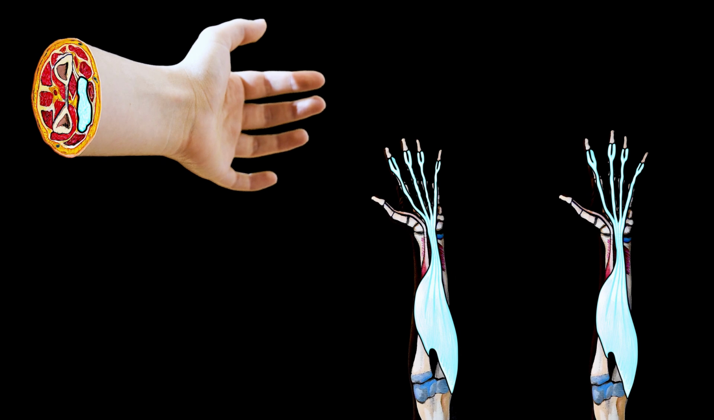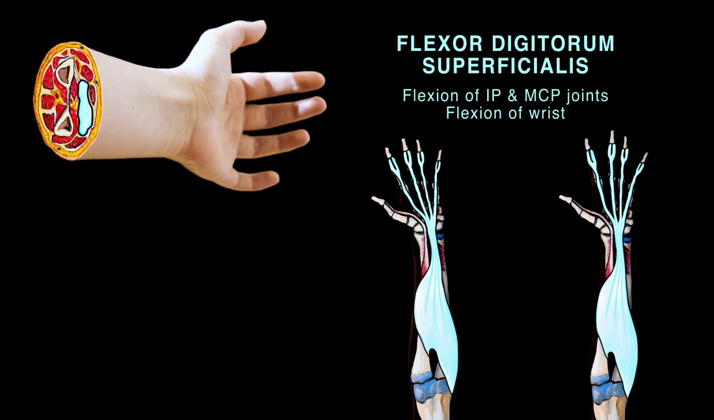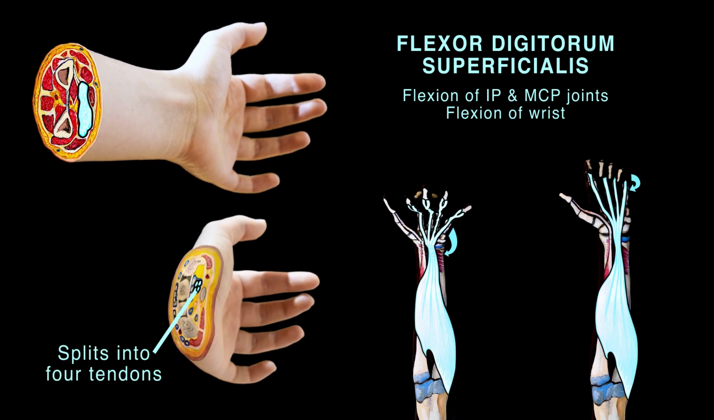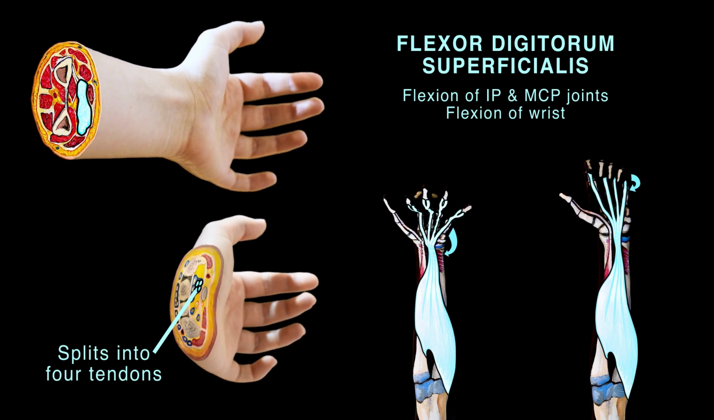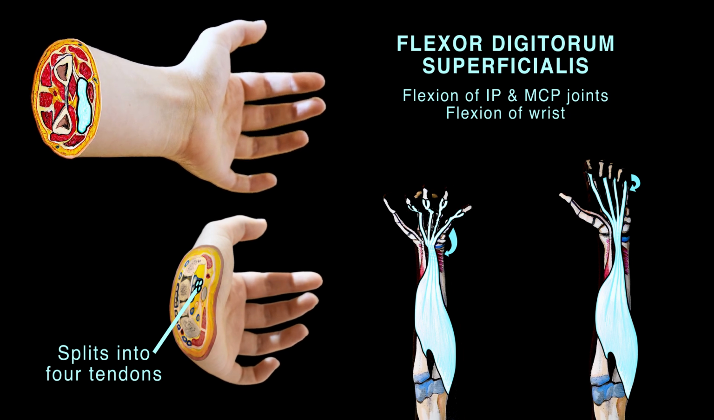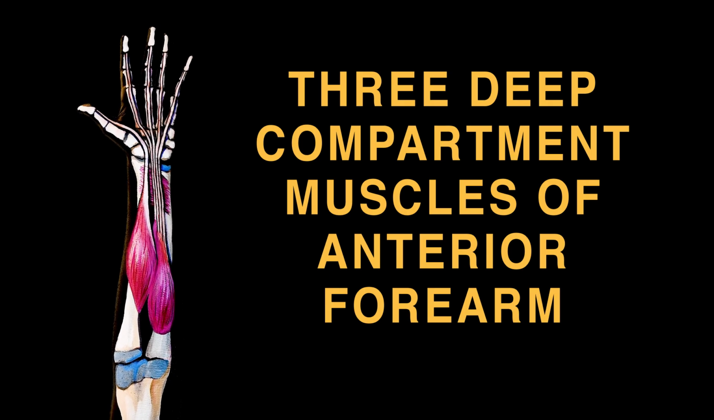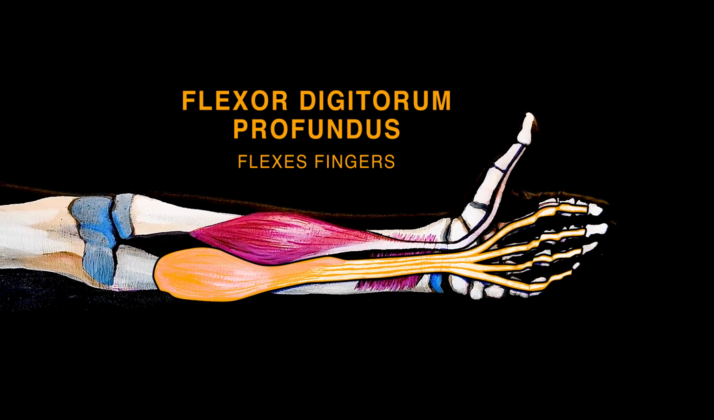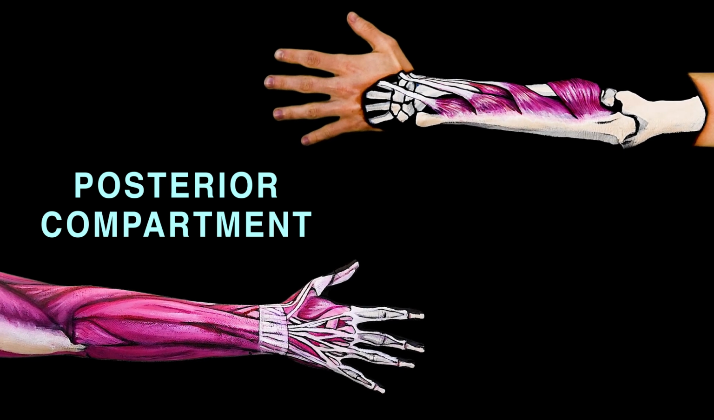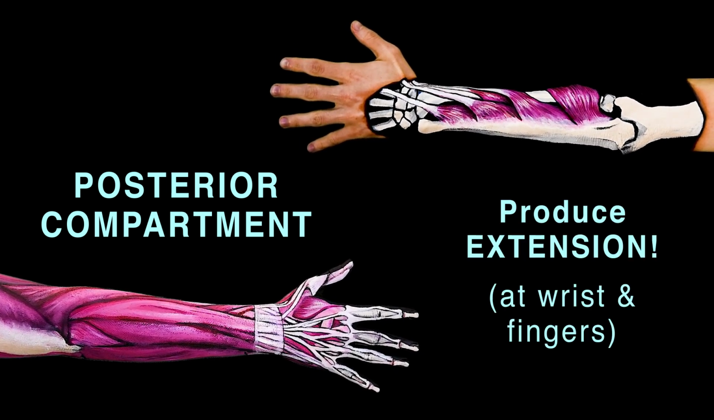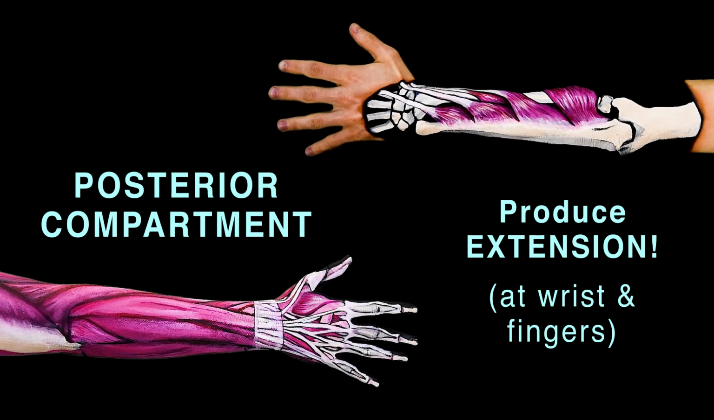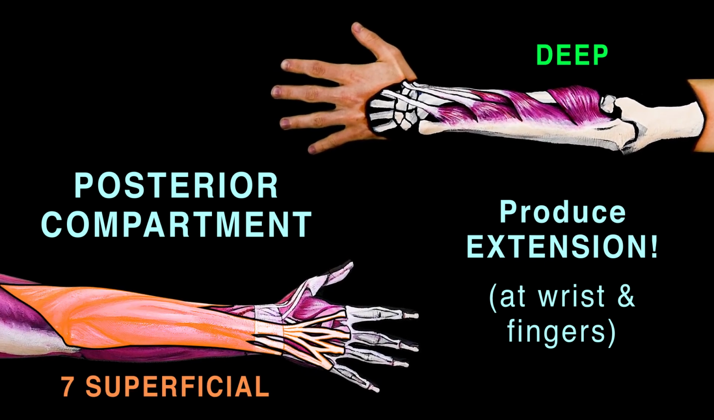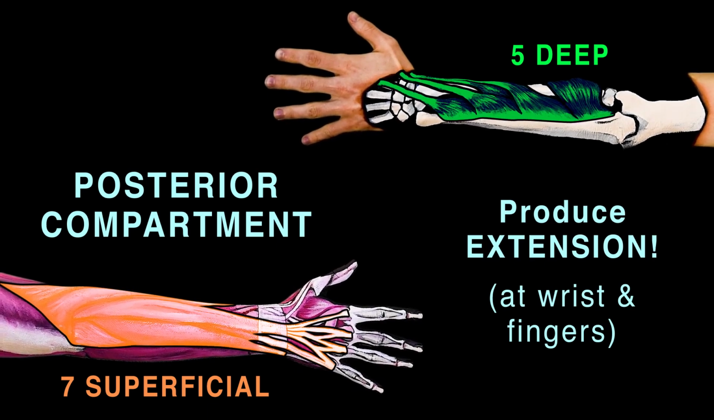The intermediate compartment has flexor digitorum superficialis, allowing these 4 fingers to flex just like this. At the wrist, 4 tendons result from splitting of this muscle, attaching to 4 fingers. After passing through the carpal tunnel, there are 3 deep compartment muscles: pronator quadratus, flexor pollicis longus, and flexor digitorum profundus. Posterior compartment muscles produce extension at the wrist and fingers, and have 2 layers to mention: deep and superficial, separated by connective tissue. There are 7 superficial and 5 deep muscles too.